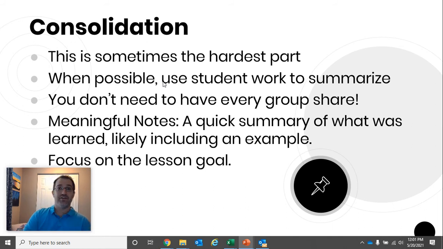It's also okay to not ask the kids. It's okay for you to do the summary. It's great if you can point to the kids' work and say, look what this group did, but feel free to talk about it yourself. That's okay.